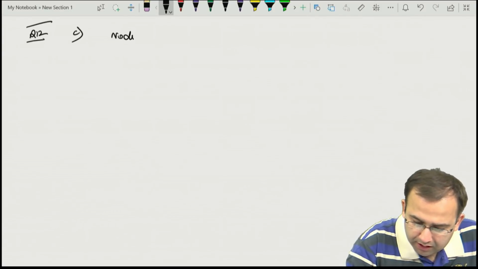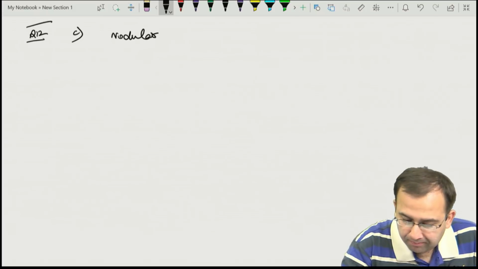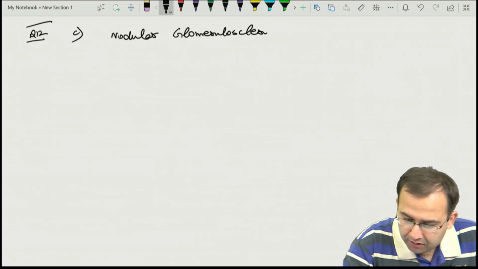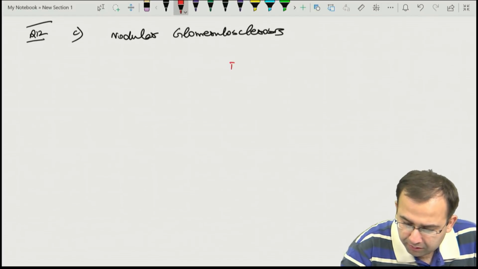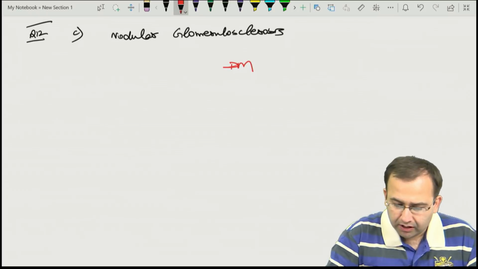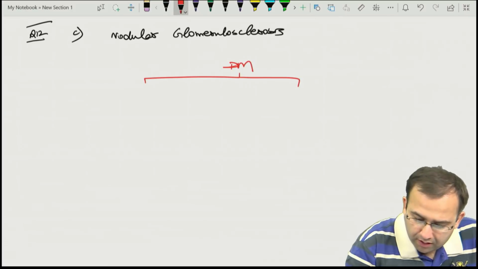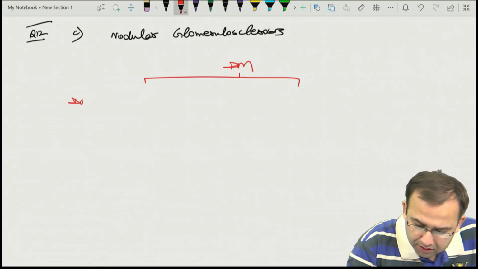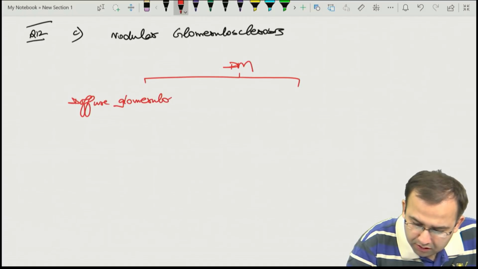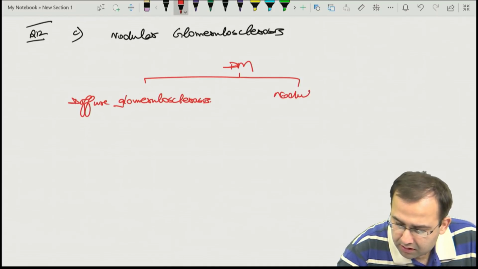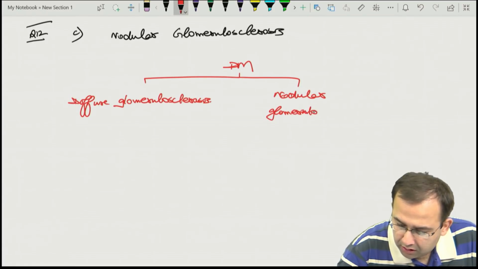First point, let us start with diabetic nephropathy, that is diabetes affecting the kidney. Diabetic nephropathy occurs by two patterns: diffuse glomerulosclerosis and nodular glomerulosclerosis.